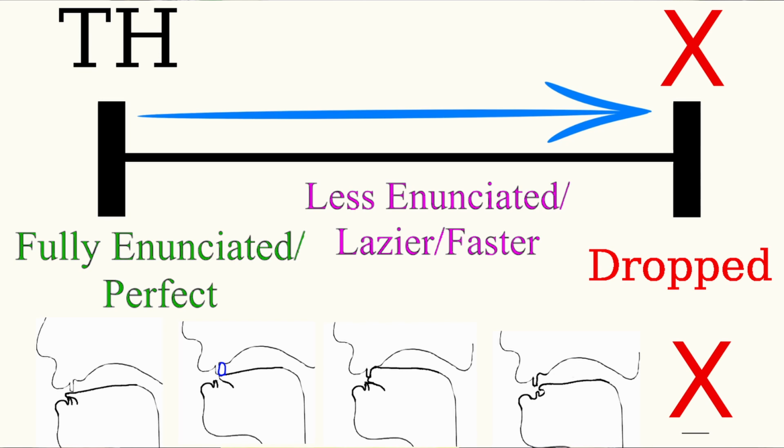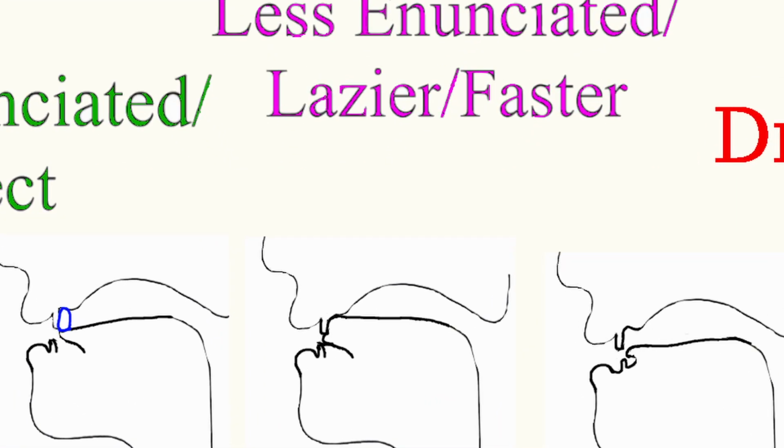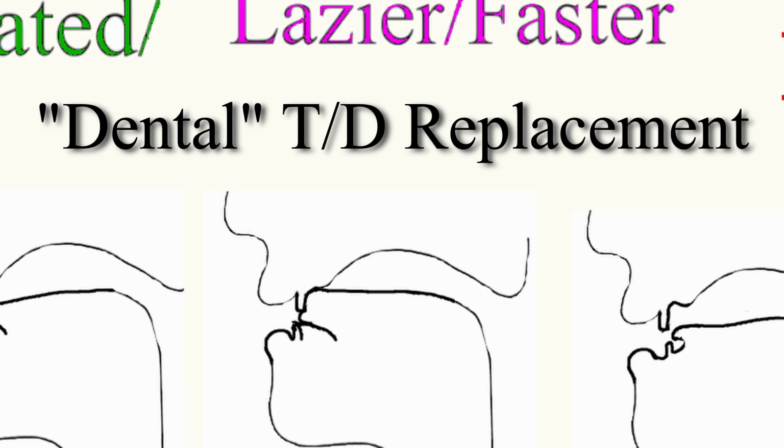In today's American English pronunciation lesson, you're going to learn the full range of how to produce the TH sounds, including what I call the dental T or D variation.